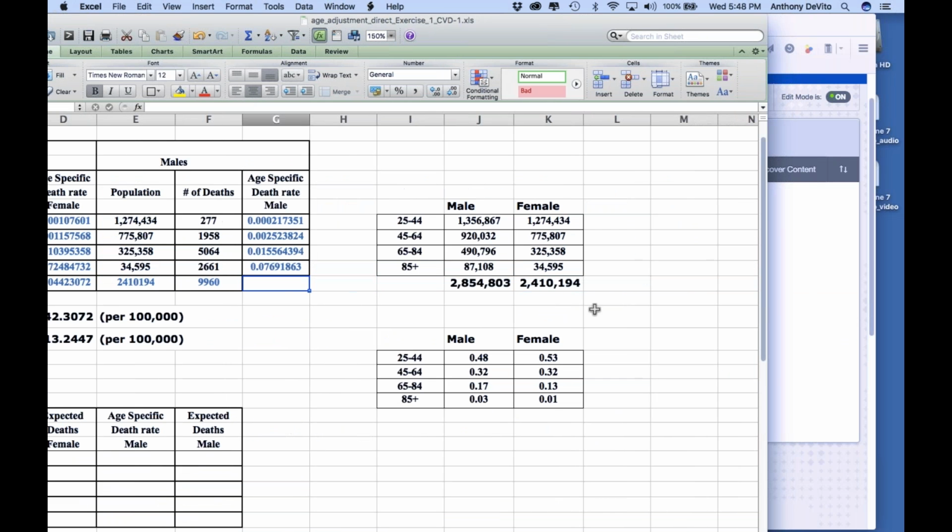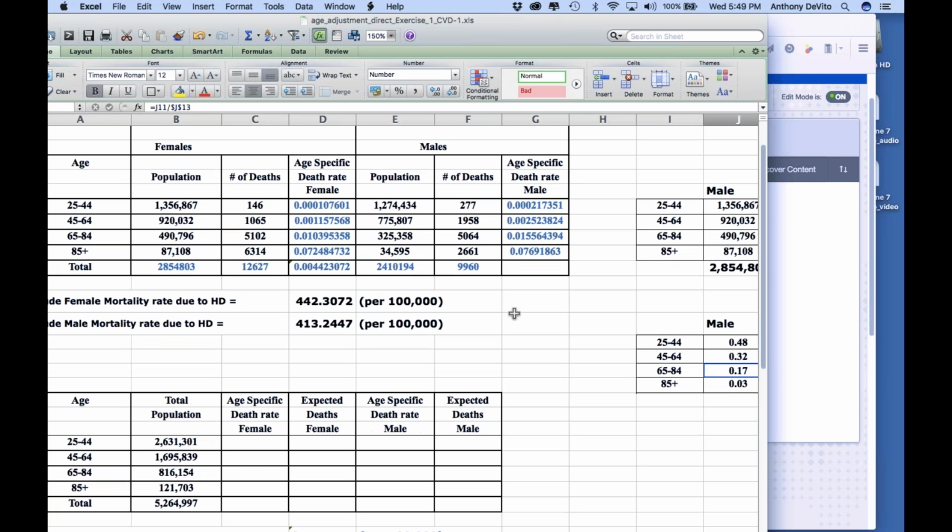So let me go over here and take a look at this. 17% of the female population is in the group that has the highest rate of mortality, while 13% of the females, I got that wrong. I think those are reversed.